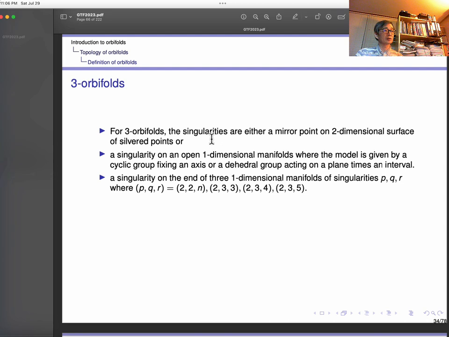So for three-orbifolds, the singularities are mirror points of a two-dimensional surface of silver points, or you could have a singularity in an open one-dimensional manifold where the models are given by some cyclic group fixing an axis, or the dihedral group acting on a plane times an interval. So something acting on a plane, but you multiply by some interval. In this interval, the dihedral group doesn't act trivially. Another one is a singularity at the end of three one-dimensional manifolds of singularity P, Q, R, where P, Q, R has these restrictions.